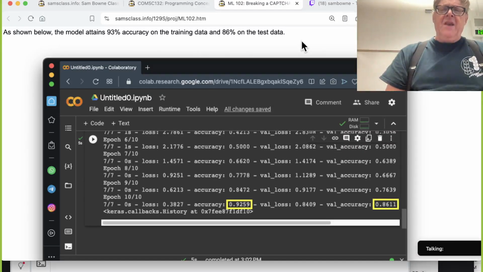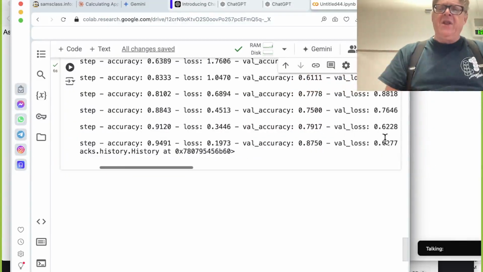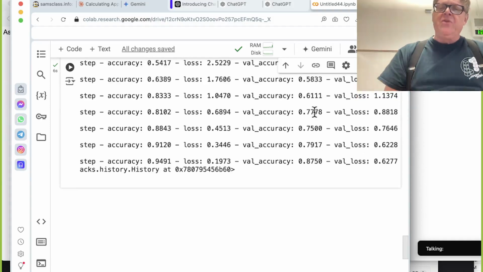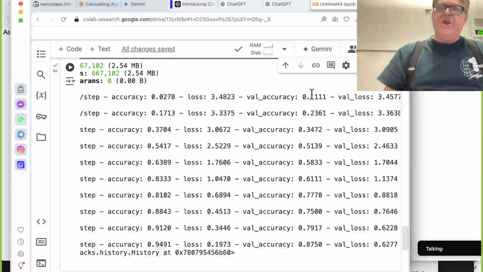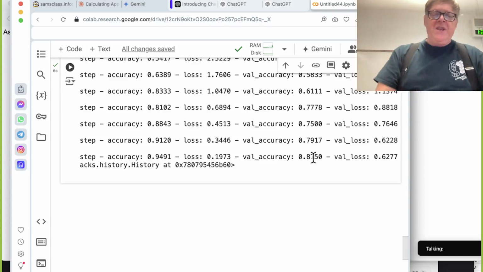And I should have an accuracy measure. In fact, let's see if I can find that. Yeah, here we are. That's the accuracy. Here's the loss, and here's the accuracy. The accuracy is going up. It started at only 11% correct, and it got up to 87% correct. So it's pretty good. And that's the point of these things.